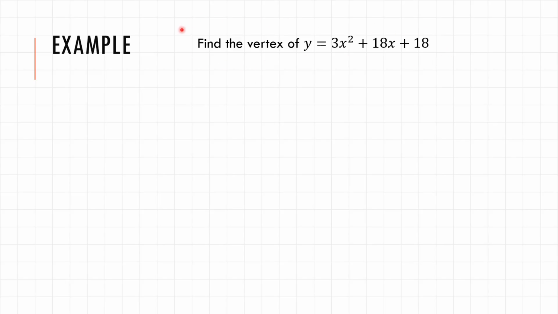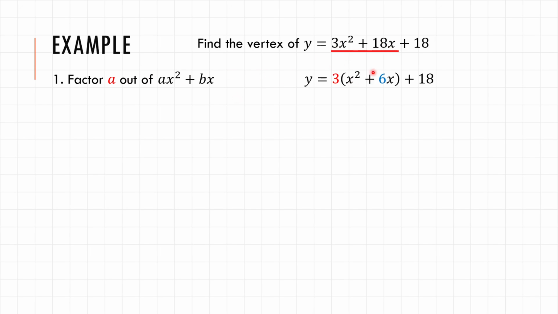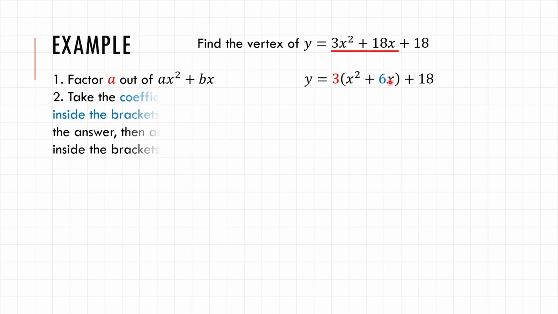I'm going to show you how to complete the square, and by doing so, I will be able to find the vertex of y equals 3x squared plus 18x plus 18. And to do that, the first step is to factor the a value out of just the first two terms. And I'll show you exactly where we end up at the end of this. But here is the algorithm for completing the square. So if I divide both of these by 3, I'll end up with 3 times x squared plus 18x divided by 3 is 6x.